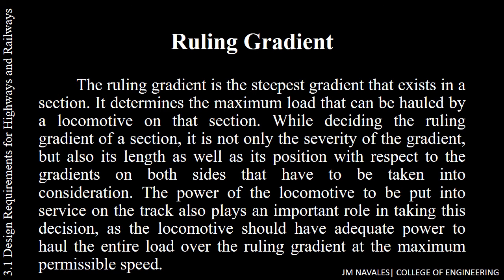While deciding the ruling gradient of a section, it is not only the severity of the gradient but also its length as well as its position with respect to the gradients on both sides that have to be taken into consideration. The power of the locomotive to be put into service on the track also plays an important role in taking this decision, as the locomotive should have adequate power to haul the entire load over the ruling gradient at the maximum permissible speed.